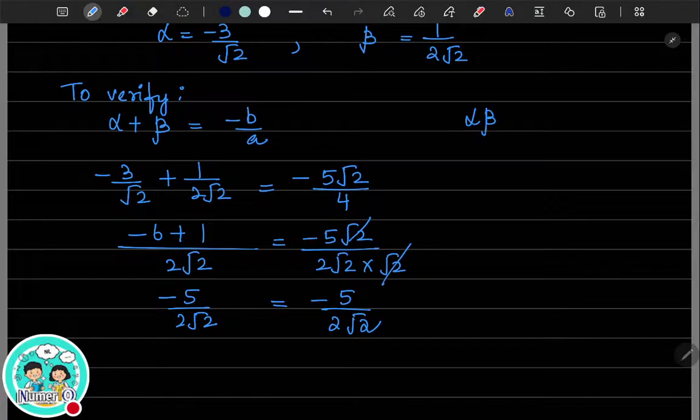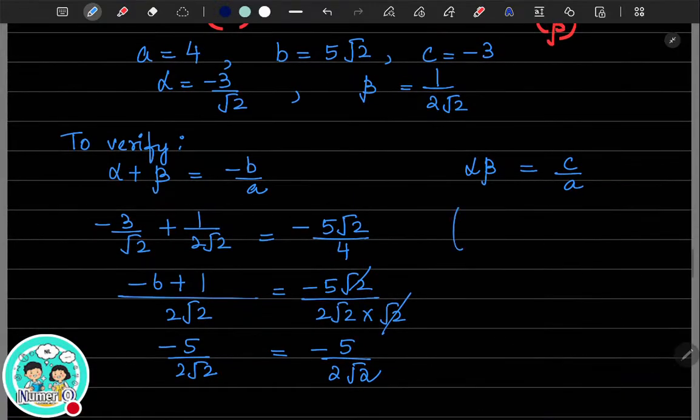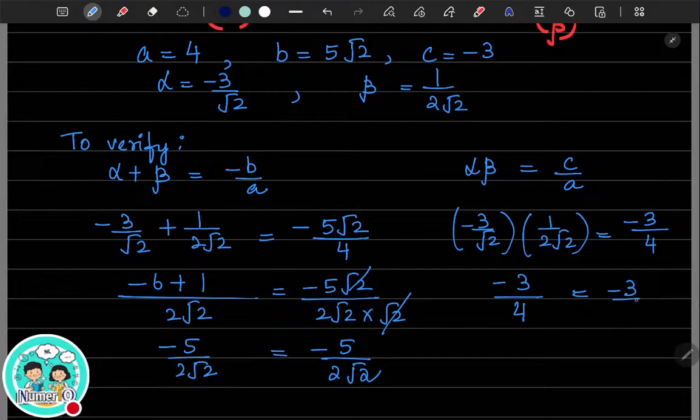So we know that alpha beta is equal to c by a. So what is alpha? Minus 3 by root 2 multiplied by 1 by 2 root 2. So this is minus 3 by 4, is equal to what is c? C is minus 3. A is 4. So is equal to minus 3 by 4. So you have verified both the sum of the zeros as well as the product of the zeros.